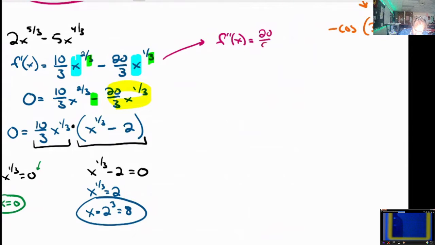20 over 9 times x to the negative 1/3 power. That's not a fun thing to deal with, but we'll use the calculator to handle it. And the next term, minus, if we do 20/3 times 1/3, that's going to be 20/9 again. That's interesting that it happened in both cases. That's pretty cool, actually. It's x to the negative 2/3 power there.